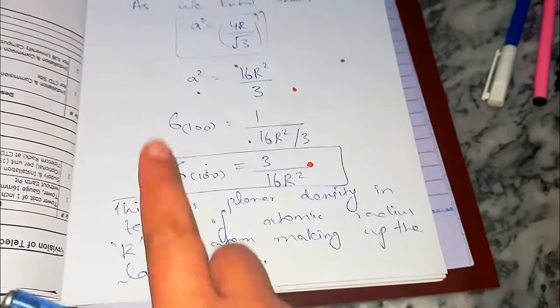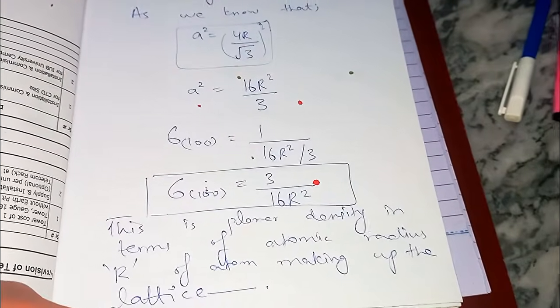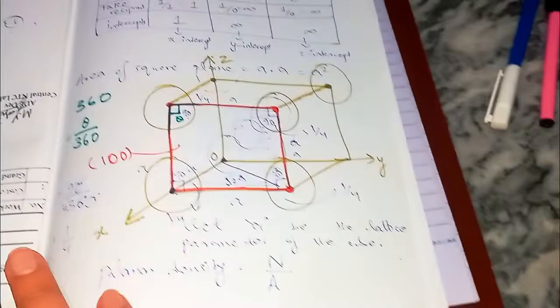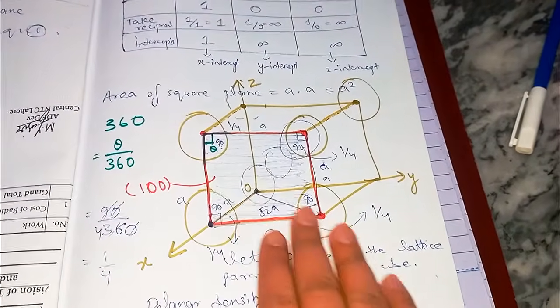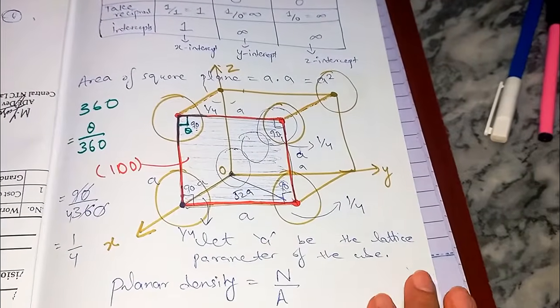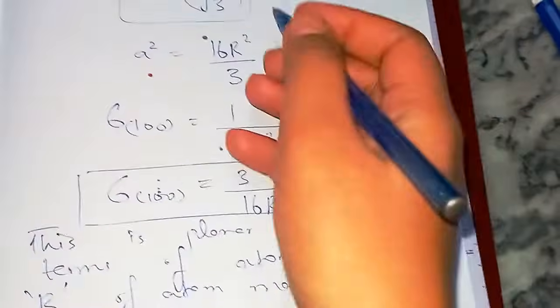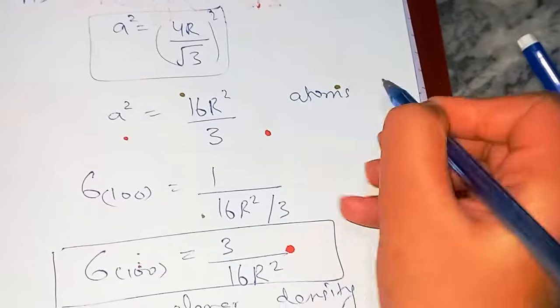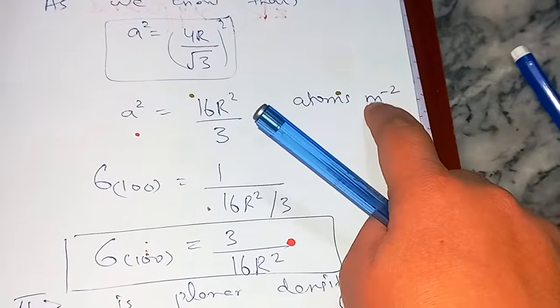Alright, so in this way we have calculated the planar density for the 100 plane, and I'm not going to mention the method to know which atoms are contributing for this particular plane because it's not needed, as we don't have any confusion here. But for those planes in which there will be confusion, I'll be using that method. So yes, it has units of atoms per meter square, since area is in the denominator.